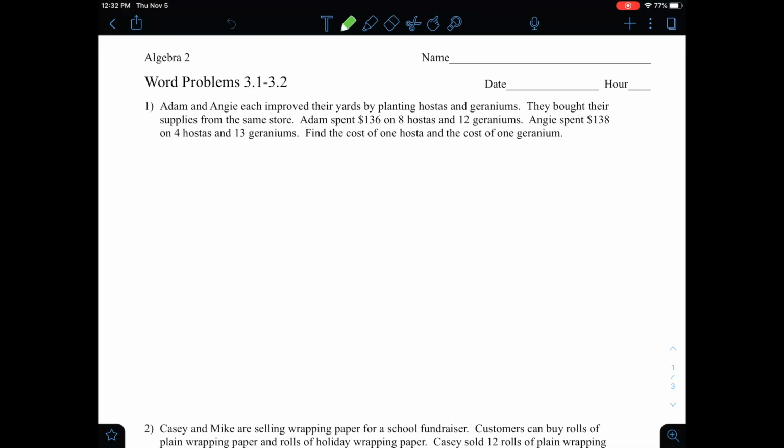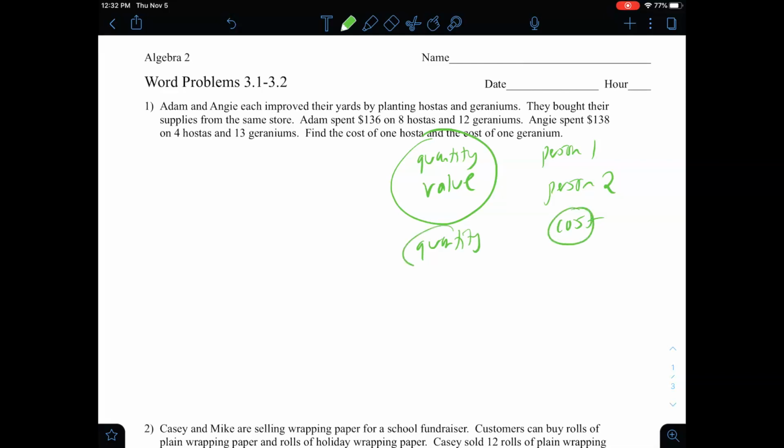So a couple things to talk about. Before we had two different ways to approach these. We had quantity and value type equations that we would set up, or like person 1 and person 2. Or what you're looking for is cost or value. So for these kinds of problems, you're looking for quantity. And for these problems, you're looking for cost, or value. I'm going to put value, actually. So there's two ways to approach these kinds of problems here.